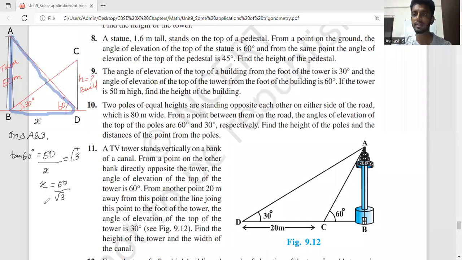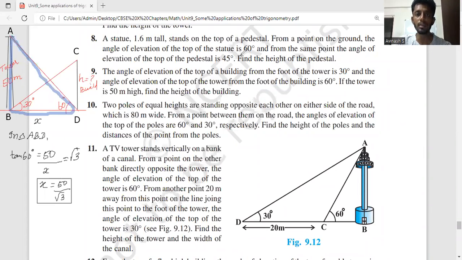We can either take the conjugate to rationalize the denominator in this step, or we can have it like that and do it in the next step also. So I'm having it like this. We can do the rationalizing in the final step. So tan 60, because the opposite side to 60 is 50 and the adjacent side is x, and opposite by adjacent is tan, and the value of tan 60 is root 3. So this is what I get as the value of x.